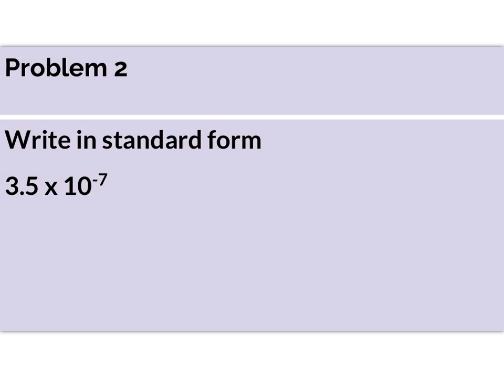Okay, write in standard form. So this negative means that the decimal goes left and this number is going to be less than 1. So 3.5, 1, 2, 3, 4, 5, 6, 7. Put zeros in the hump. And then we have 6 zeros. So our number is 0.00000035. And that's our answer.